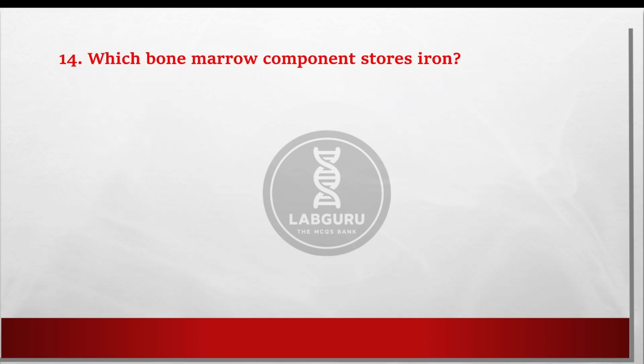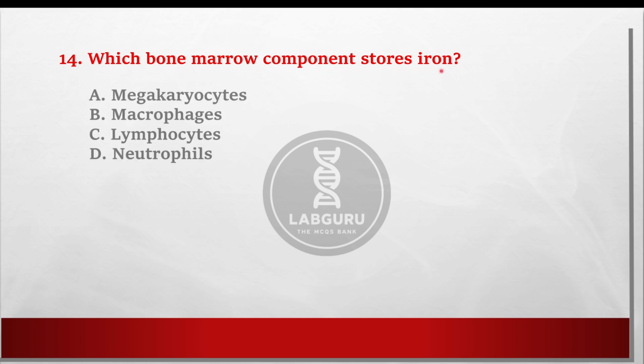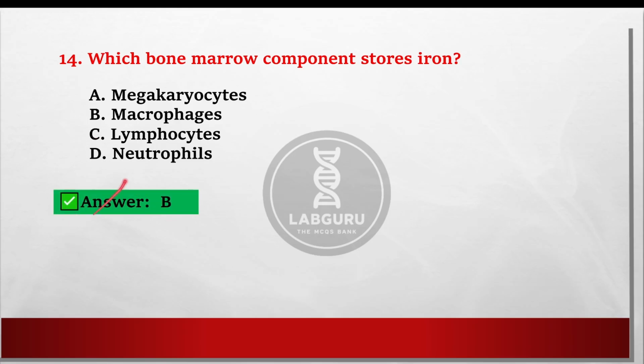Question number 14. Which bone marrow component stores iron? Here the options are option A megakaryocytes, option B macrophages, option C lymphocytes, and option D is neutrophils. So here the right answer is option B, that is macrophage.